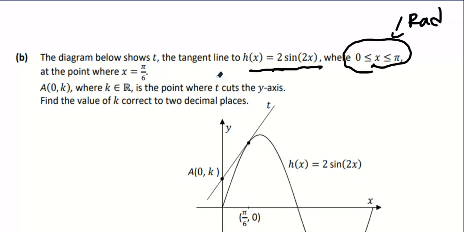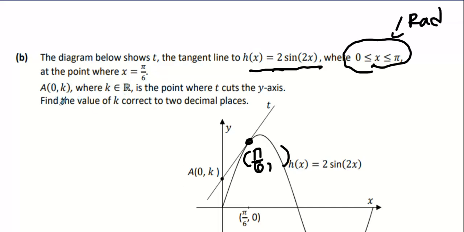Now, what it's asking for is, okay, at the point where x equals pi over 6. So this is the point where that's pi over 6, this point here. Well, it doesn't give us the y value, but we know the x value, because it hits the curve at x equals pi over 6.